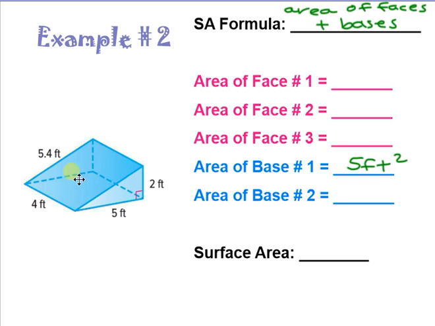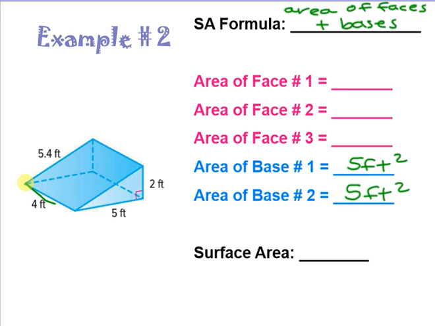And my triangle on the other side is going to be the same thing. Now the reason why we don't use 5.4 with our triangle is because the height is not slanted. So the height of the triangle is not slanted. Now I need to work on my faces, which are the rectangles. So I'm going to work on this one right here first. That's the most obvious one.